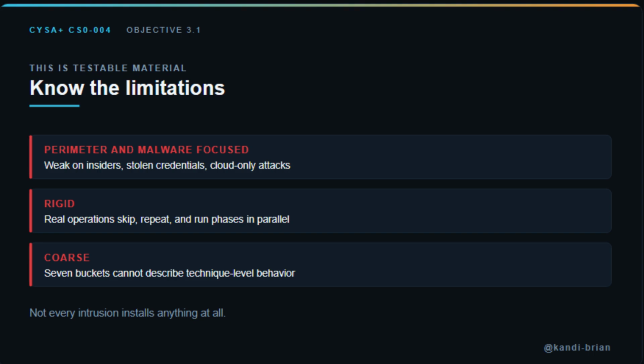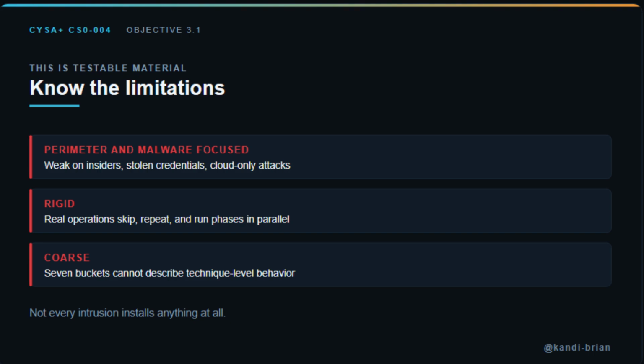And be ready to state the model's weaknesses, because the exam objective covers 3 frameworks and the differences are the testable material. The kill chain is perimeter and malware focused. It assumes an outsider coming in with the payload, so it maps poorly onto an insider who already has legitimate access, onto credential theft where nothing is installed, and onto attacks that live entirely inside cloud services. And it is rigid. Real operations skip phases, repeat phases, and run in parallel.